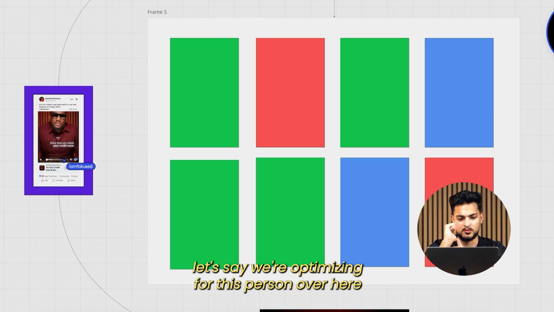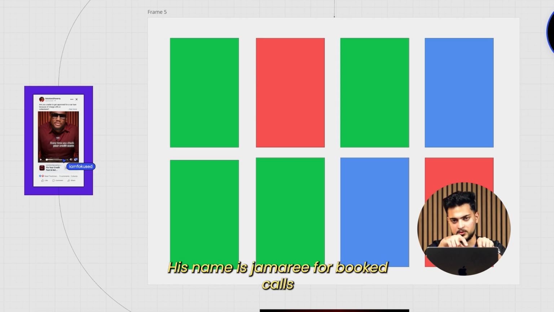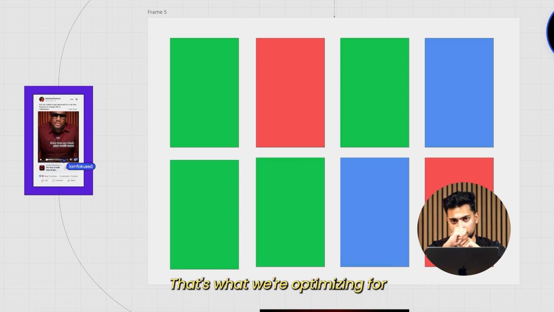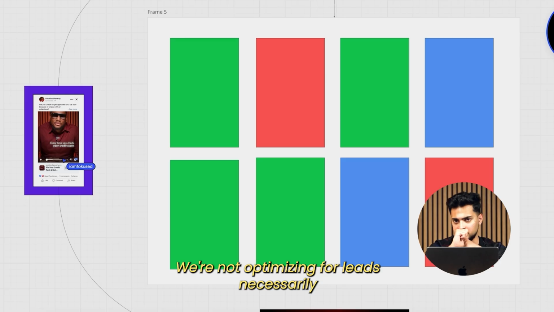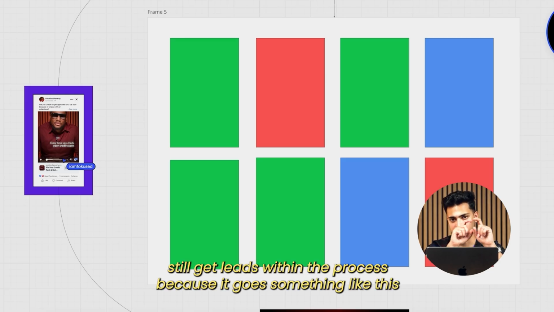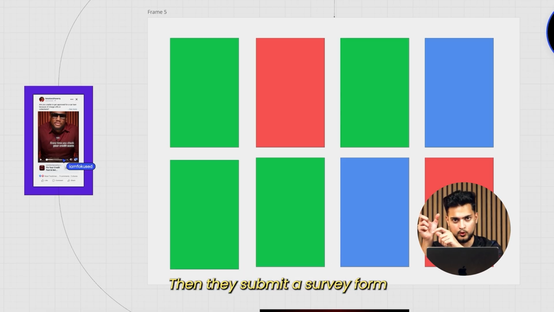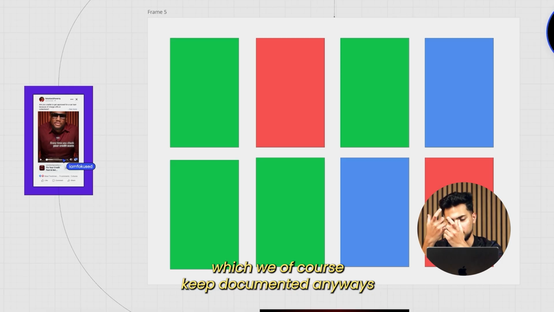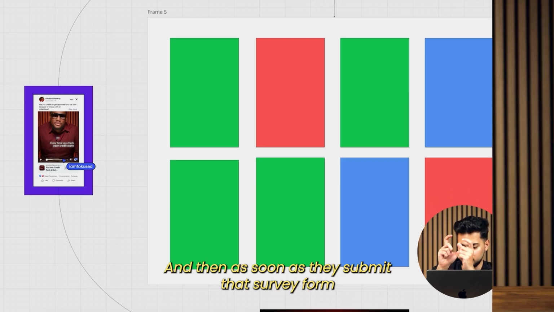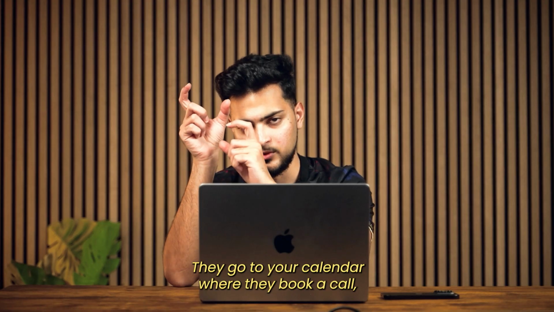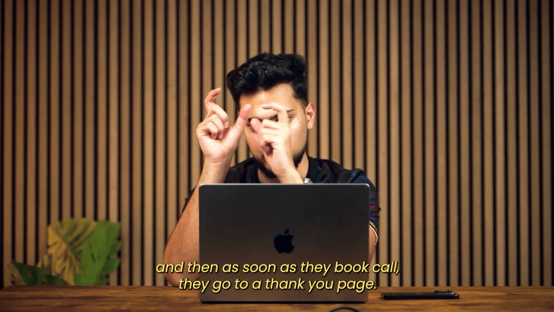So for example, let's say we're optimizing for this person over here, his name is Jamari, for booked calls. That's what we're optimizing for. We're not optimizing for leads necessarily. Of course, we do still get leads within the process because it goes something like this. As soon as they see the ad, they click on the page, then they submit a survey form, which we of course keep documented anyways. And then as soon as they submit that survey form, they go to a calendar where they book a call. And then as soon as they book a call, they go to a thank you page.